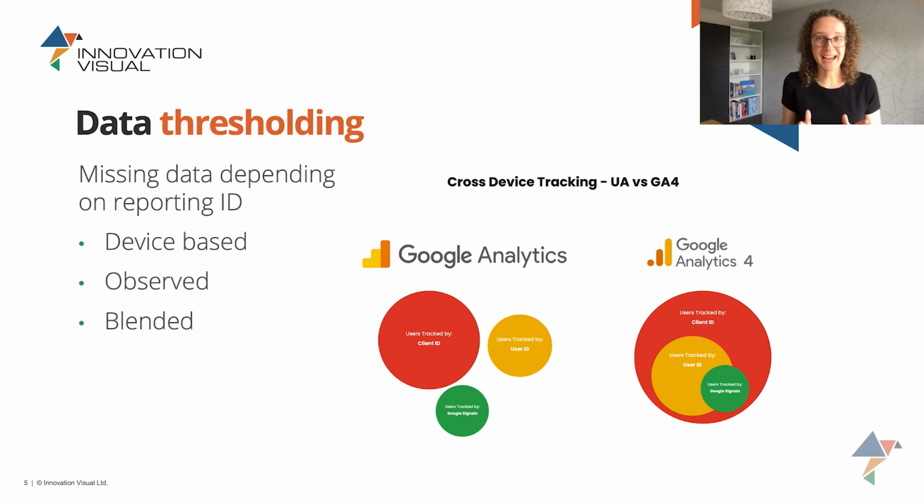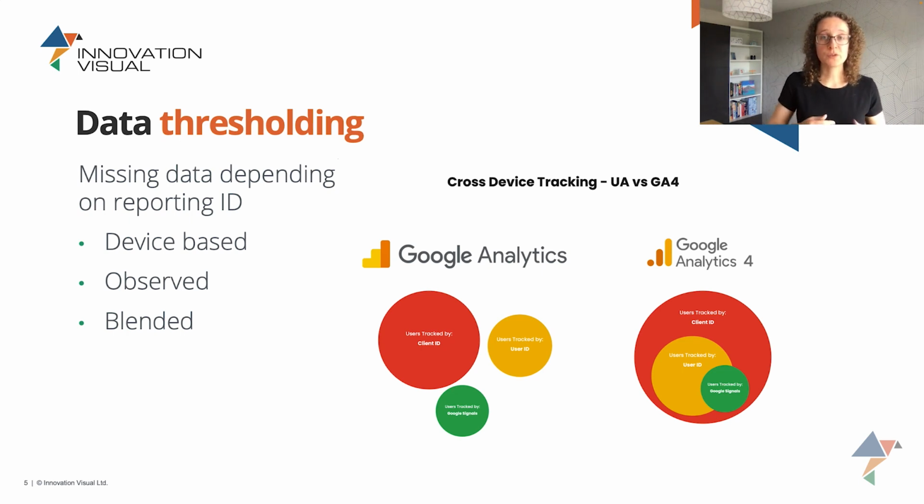So, a little recap on this, because it's quite complex. But basically, whenever you see a little triangle on your report, that means that there is data thresholding, and so that means that you might be missing some data. Good news is you can switch between these reporting IDs without affecting your data. So if you see a report that has this data thresholding, you can go into your settings, switch back to device-based, for example, so that you have all the data available in there.